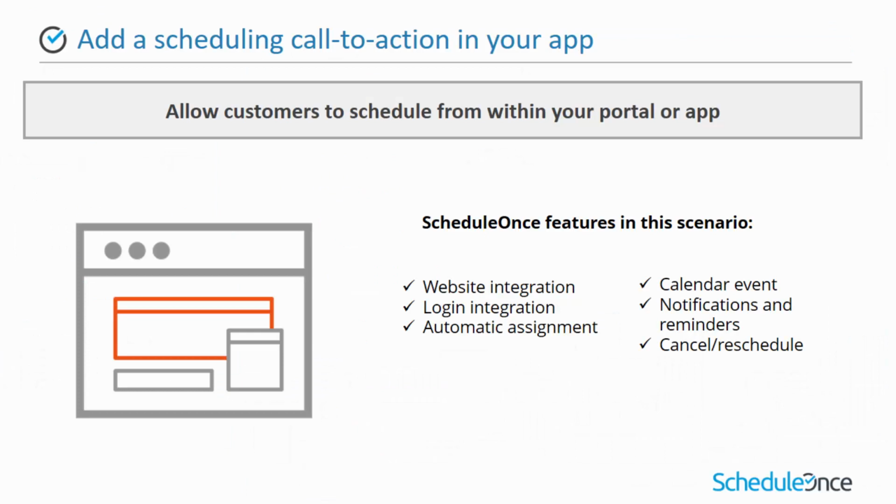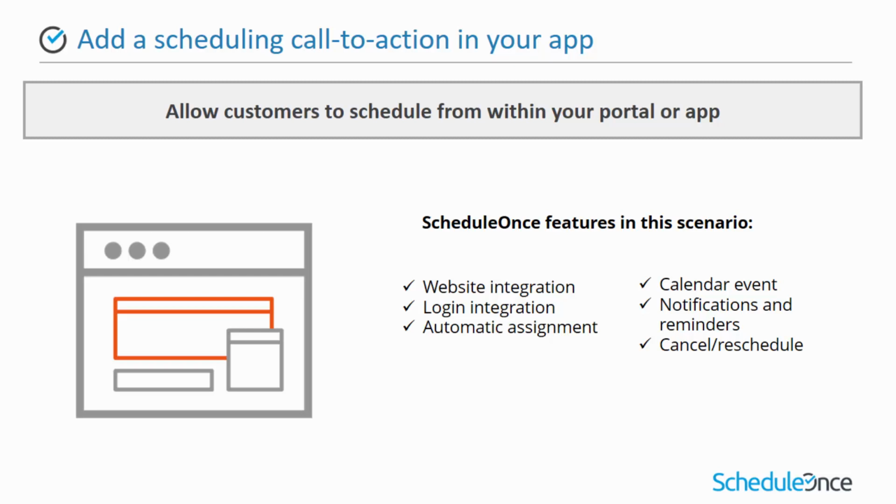So our next scenario is adding a scheduling call to action within your app. So let's say you're offering a product or a service to your customers online, and they have an app they go into, or a portal where they go in to use your service or your product. And what you want to do is add a scheduling call to action right within your app. So that way your customers can click on this link while they're inside your portal and schedule.